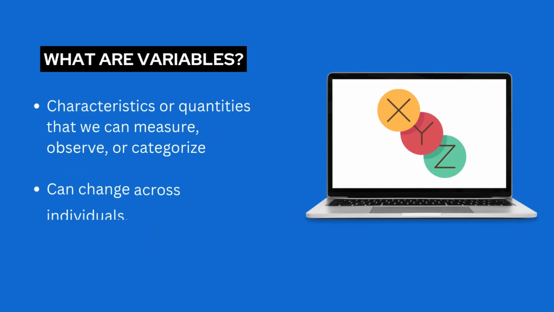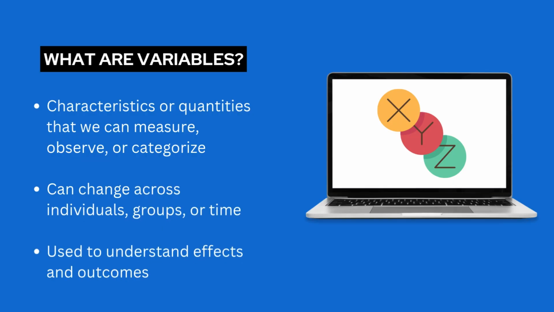What are variables, you may want to ask? Variables are characteristics or quantities that we can measure, observe, or categorize. They are called variables because they can vary, that means they can change, and they can take on different values in different people, groups, or over time. For example, someone's blood pressure, age, or even the number of hours they sleep per night are all variables because these values change from one person to another.